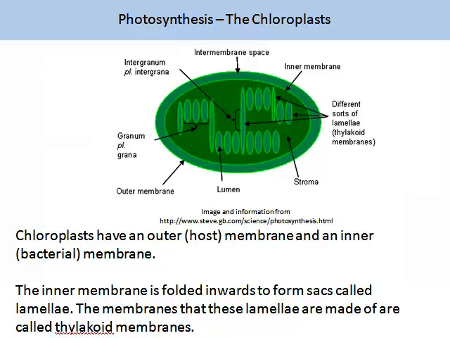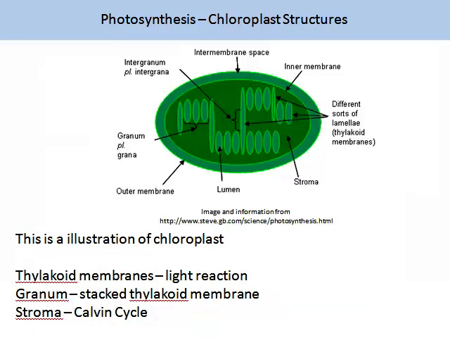Firstly, I'd like you to note that the chloroplast has an outer membrane and an inner membrane. In the inner membrane, sacs fold inwards, and these are called lamellae. The membranes that these lamellae are made of are called the thylakoid membranes, just here and here. When the thylakoid membranes are stacked, they form a structure called the granum.